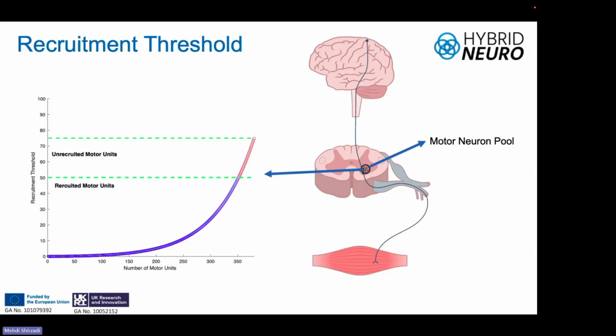But for example, consider that if we are contracting only 50% of the maximum voluntary contraction, we are activating this amount of motor units, and the rest of them will not be active. So in the EMG signal, if we record from all of the area of the muscle, in the best situation, we can see information from this part, not the other part, because it's not going to be active.